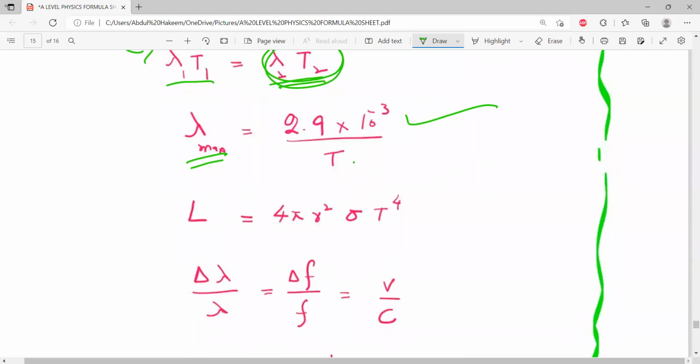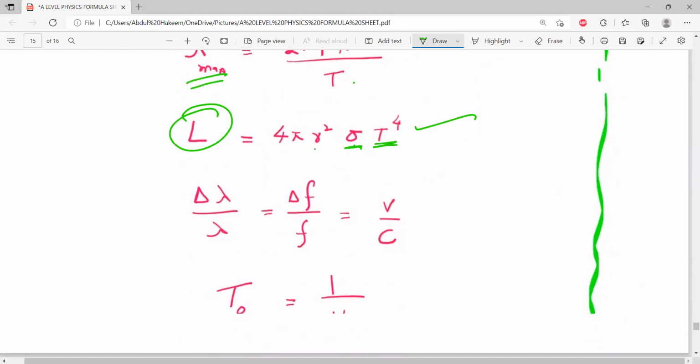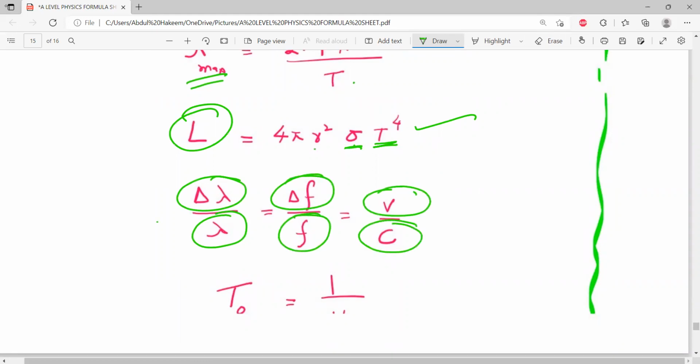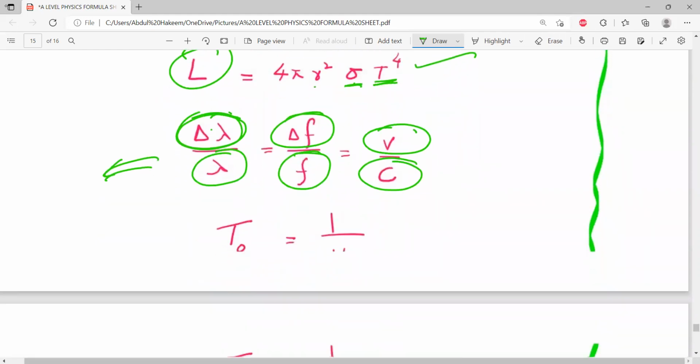And then the luminosity is equal to 4 pi r square sigma T power 4. This sigma is the Stefan-Boltzmann constant. This is Stefan-Boltzmann's law. And then the change in lambda divided by lambda, the change in frequency divided by frequency, the change in speed divided by actual speed. This is the recessional velocity and actual velocity. And these are the wavelengths for the red shift and the blue shift.